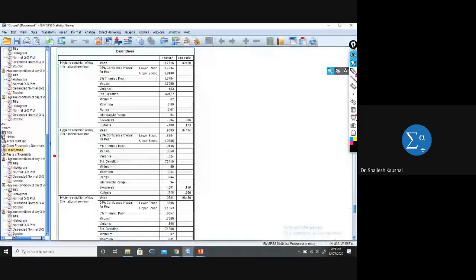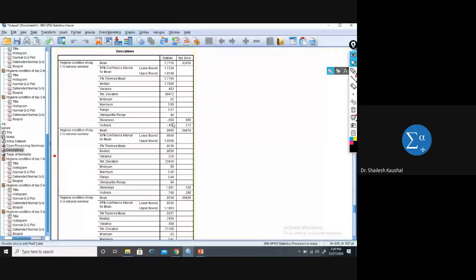What is the output? After correcting it, before, when I did not correct it, the value of skewness and kurtosis was very high, but now the value of skewness and kurtosis is very low, and it is between -1 and +1. It means there are three ways to check the normality. The first method is the descriptive statistics.